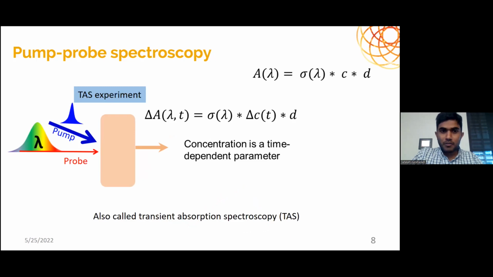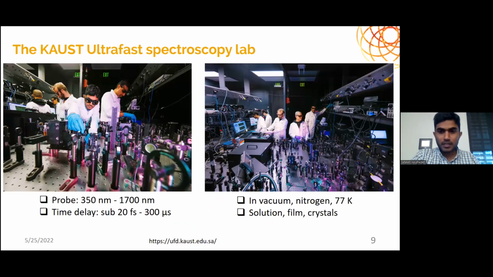Okay, and I want to show you the lab. This is our lab here at KAUST, and we can measure a wide spectral and temporal range, from sub-20 femtoseconds to 300 microseconds, under different conditions. So if you'd like to get your samples measured with this technique, you could contact us. We will be happy to collaborate with you.